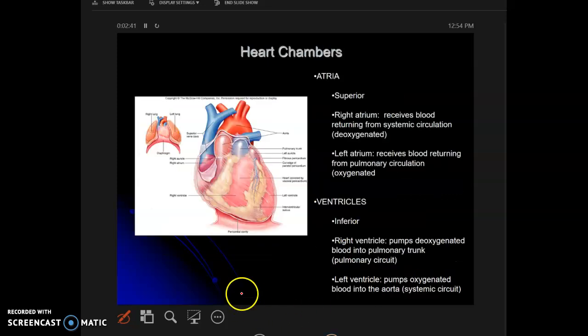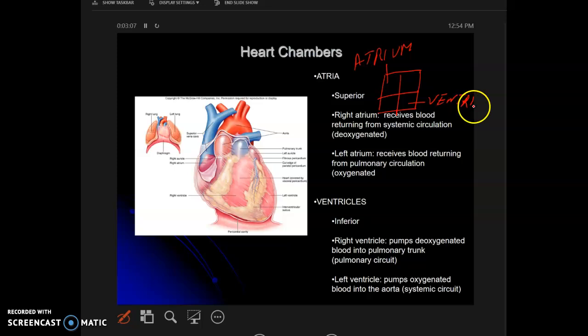All right, now look at the heart chambers. There are two heart chambers on top and two below. So if I were to draw this, I see that there are two chambers, and this upper chamber is called what? It's called the atrium. And the lower chamber is called the ventricle. So there are two atriums and two ventricles.